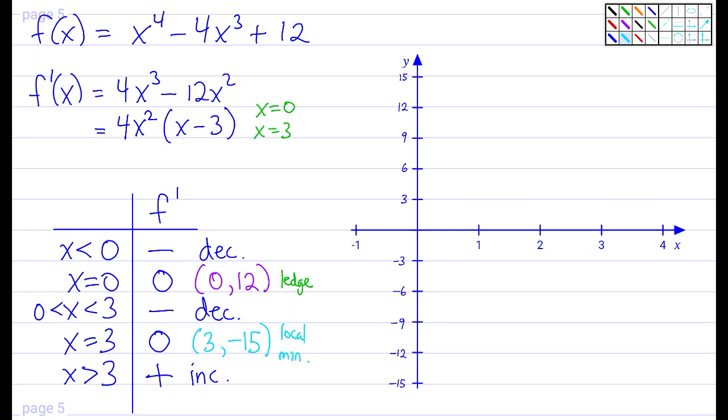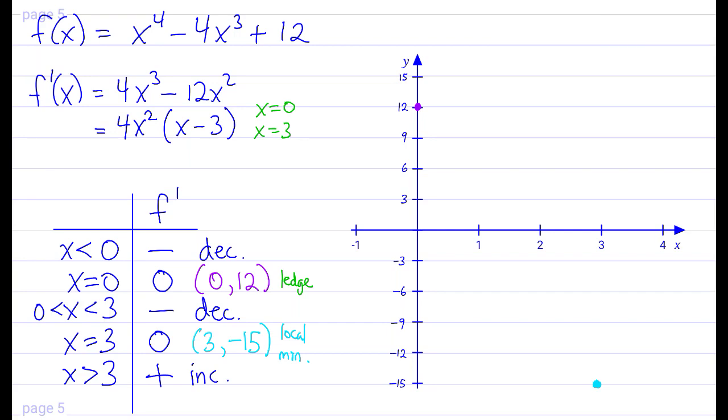Okay, let's plot some points. So I know it goes through 0, 12. That's right here. I know it goes through 3, minus 15. Okay, that's way down here. But that is our minimum, so hopefully it's not going to go lower than that. I might want to try to plug in a few more points just to see roughly where we are.